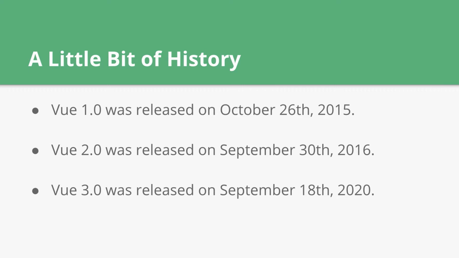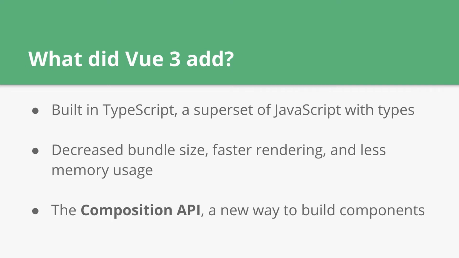Vue 3.0 was released in September 2020, so it took them 4 more years to release it. And for the most part, it really offered a bunch of quality of life improvements, but it also introduced a new way to build your Vue components, your Vue code. So let's talk about that a little bit more in this next slide. Vue 3 was built in TypeScript, which is a superset of JavaScript that includes types. We're going to talk more extensively about TypeScript later in the course.